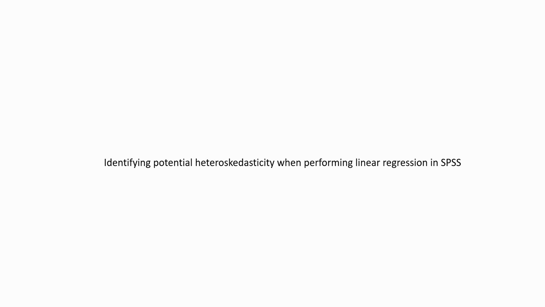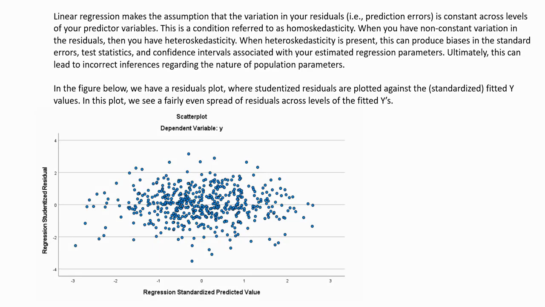So before we open up SPSS and begin analyzing data, let's first revisit the concepts of heteroskedasticity and homoscedasticity. We'll begin with the assumption of homoscedasticity. When you're performing linear regression, the assumption is that the variation in your residuals or prediction errors is constant across levels of your predictor variables. The condition where you have constant variation in the residuals is referred to as homoscedasticity. When you have non-constant variation in the residuals, then you have a condition known as heteroskedasticity.